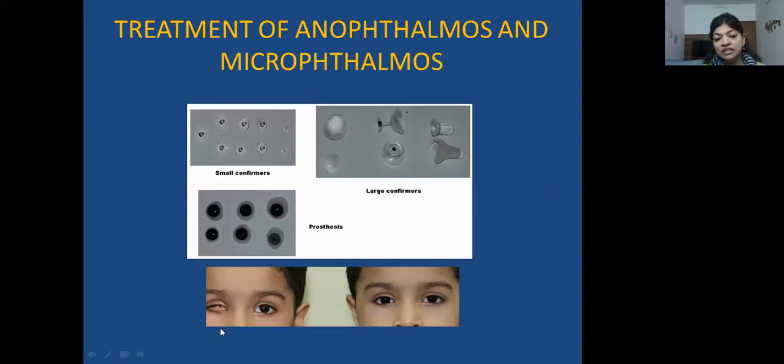These conformers are placed in the empty socket, and they act as a stimulus for the development of the bones all around. You can put them in right from the age of 6 to 8 weeks. That is when we start putting conformers for these babies. And as they grow bigger, you increase the size of the conformers. Once the child is a little grown up, you can give them a prosthetic eye, and you can see it gives a very good cosmetic outcome to the baby.